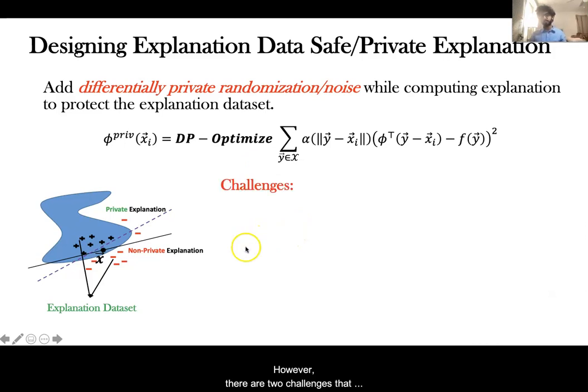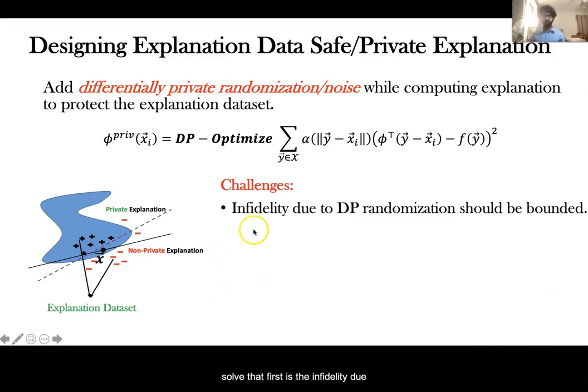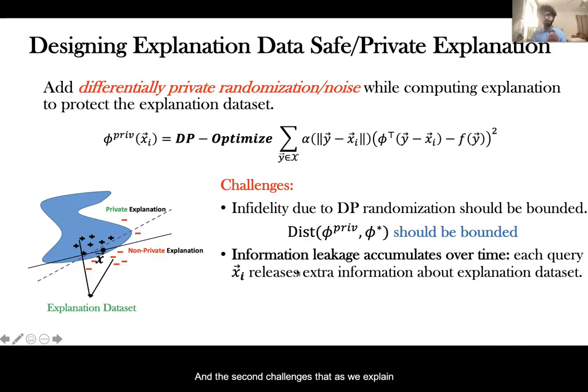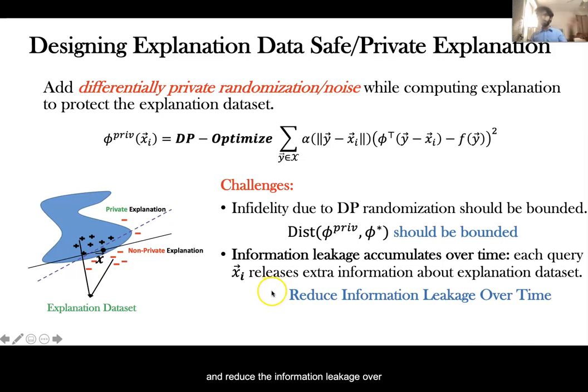However, there are two challenges that we still need to solve. The first is that the infidelity due to this differentially private randomization should be bounded. That means the non-private explanation and the private explanation should be close to each other. The second challenge is that as we explain more and more queries, the information leakage about the explanation dataset accumulates over time. Therefore, we have to somehow save privacy and reduce the information leakage over the queries as we answer more and more of them.